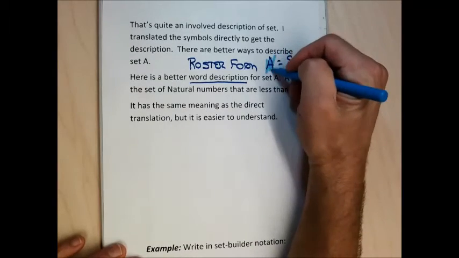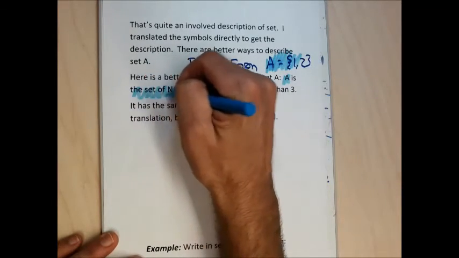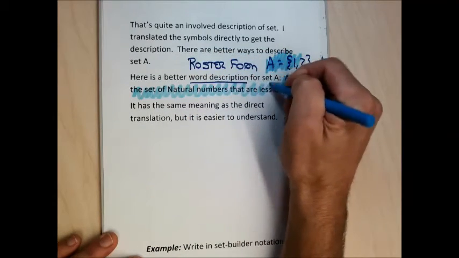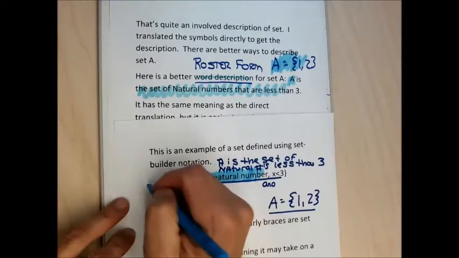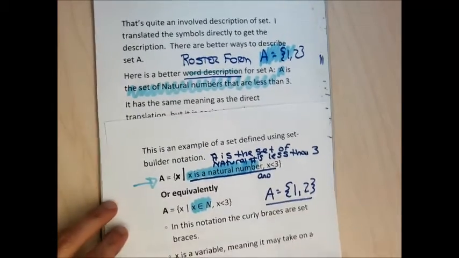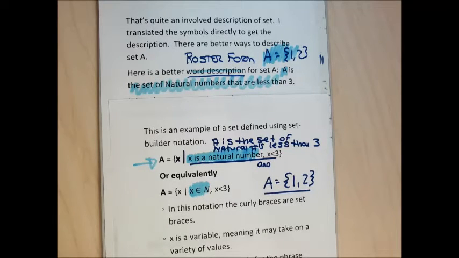The roster form for set A, a word description for set A, and a set builder notation for set A. Each one of these is an equivalently correct way to define A as a set. So any set can be written in three different ways.